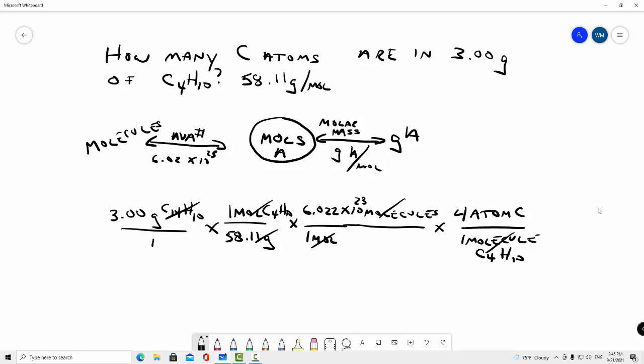So I'm going to do the multiplication across the top. 3 times 6.022 exponential 23 times 4. Get that number. And now I'm going to divide by 58.11. And my answer comes out to 3 sig figs. My answer is 1.24 times 10 to the 23rd atoms of carbon.